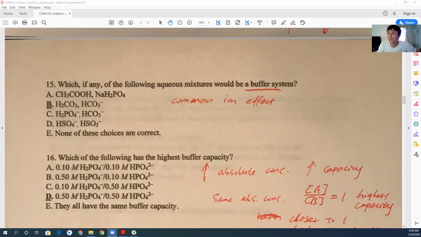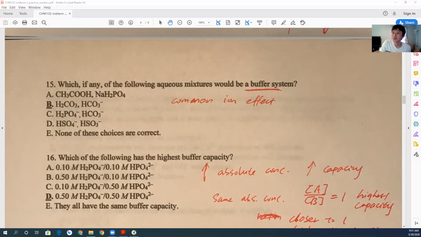Number 15 asks which mixture gives a buffer system. For a mixture to be a buffer, you must have the common ion effect. You want the two species to generate the same type of ion, either a cation or an anion, and this cation or anion must be part of the weak acid or weak base.